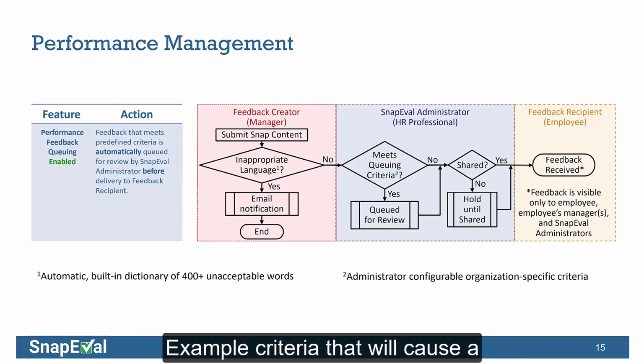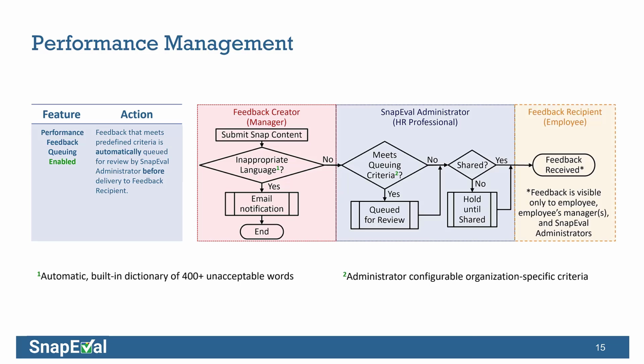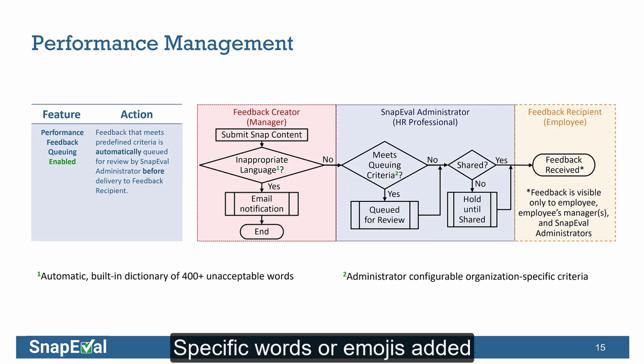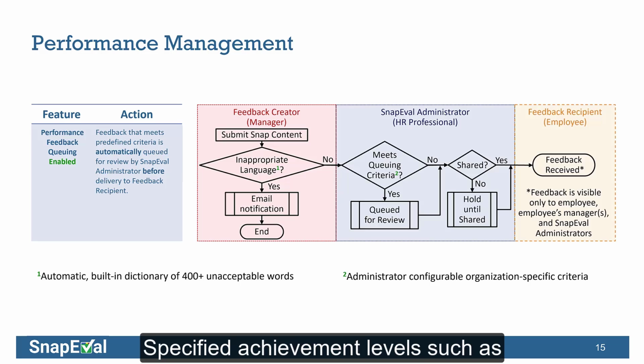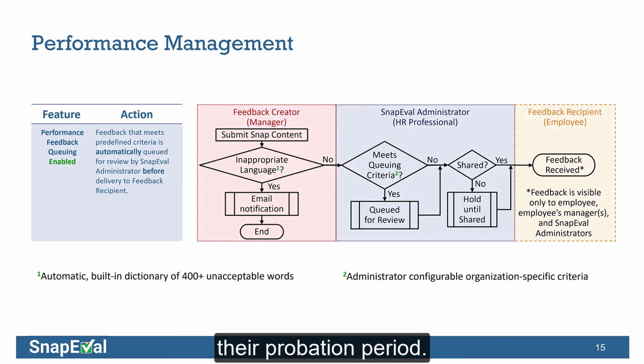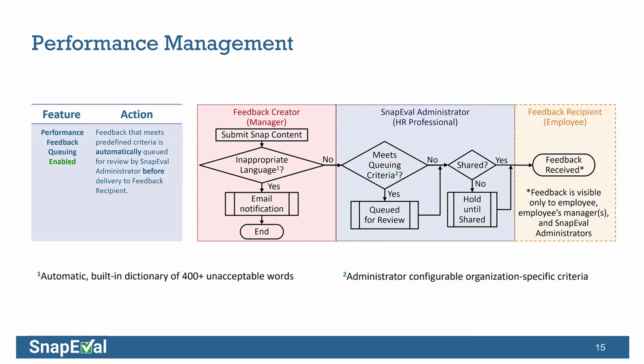Example criteria that will cause a snap to be queued for review are negative sentiment in the feedback details text, specific words or emojis added to the customizable dictionary, specified achievement levels such as needs improvement or unacceptable, specified feedback recipients such as a new employee during their probation period, specified feedback creators such as a new manager.